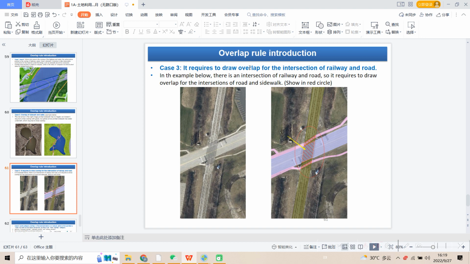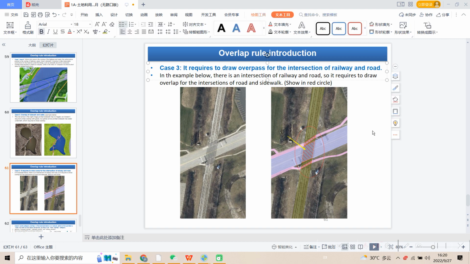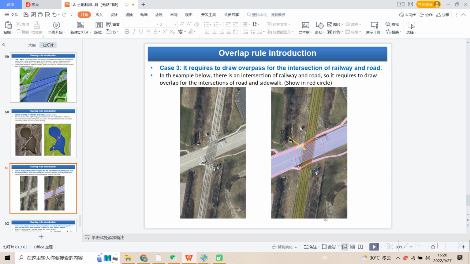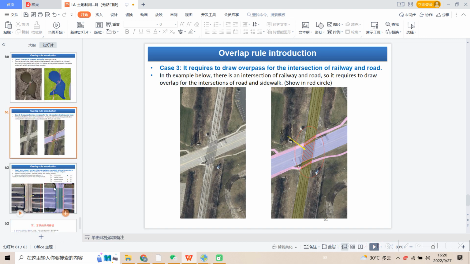And this one just requires drawing the overpass for the intersection of railway and road. Even though it's on the same surface, this part can be used by the railway, and also cars can drive on top of it. So it has two functions: one is for cars to drive, one is for the railway, or the sidewalk for pedestrians to walk. So we need to draw the overpass for this intersection.